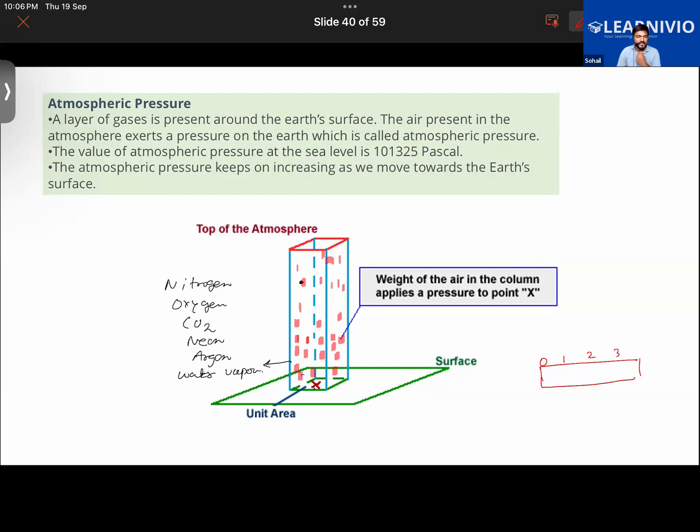Okay, let me make a small drawing for it to give clarity. Say for example, this is an ocean. This is, let's say, the ocean.